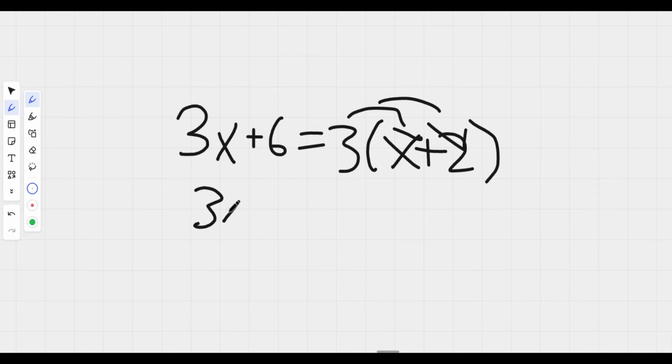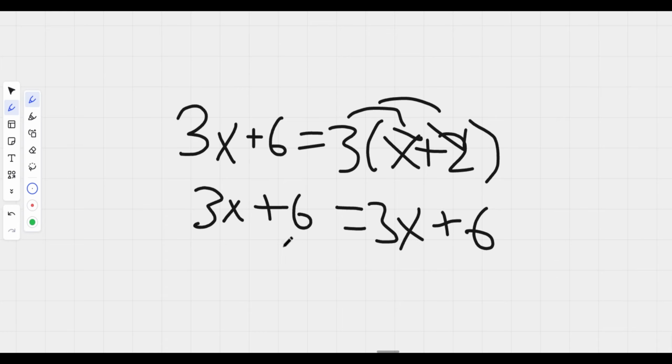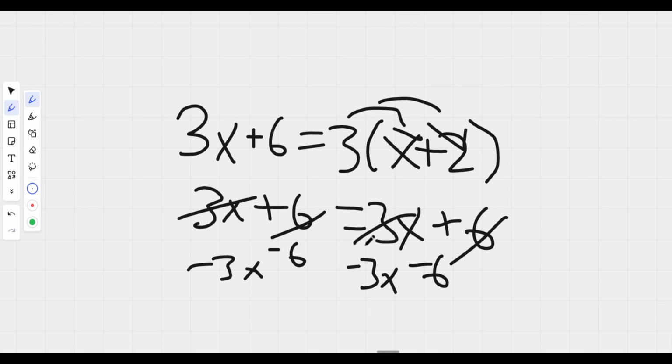So we're going to get 3x plus 6 is equal to 3x plus 6. And so we can see this is 3x plus 6 equals 3x plus 6. They're the same exact thing on both sides. What do we do? We get to this moment where we subtract 6 from both sides, and it's going to cancel out this. We subtract 3x from both sides, and it's going to cancel out this and this. So then we're going to get 0 is equal to 0.